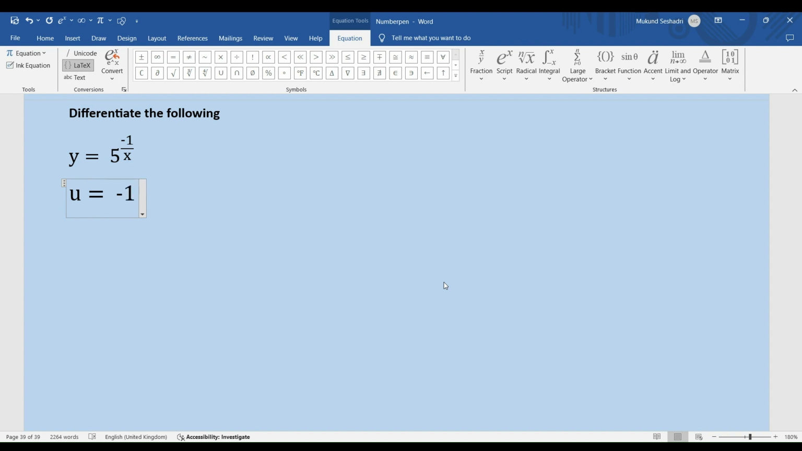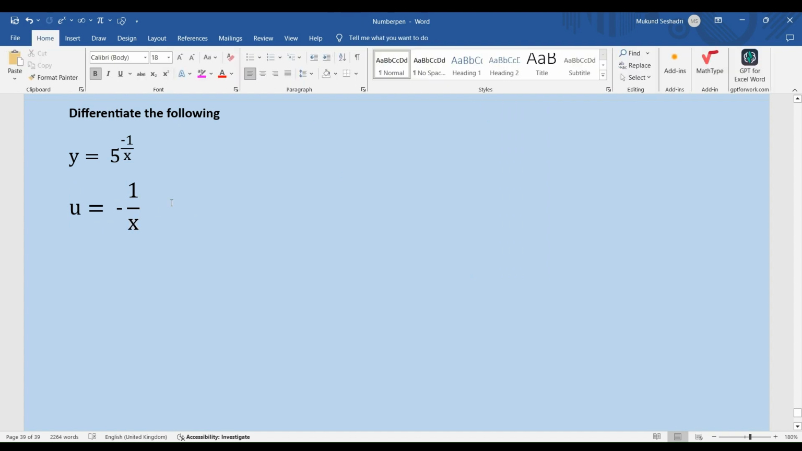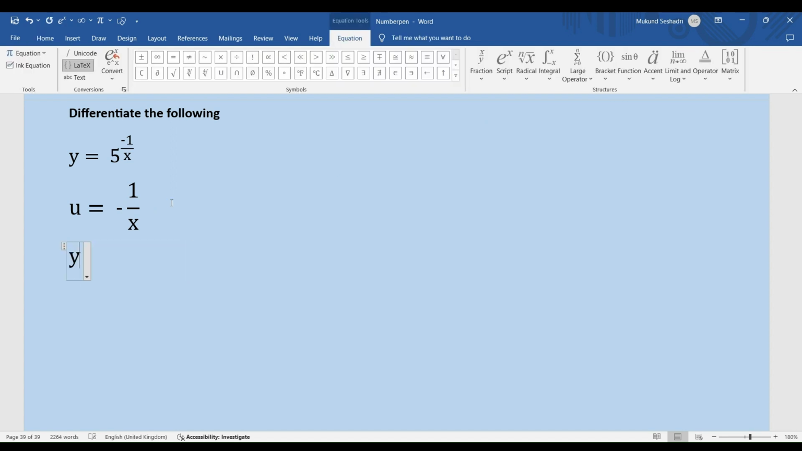U equals minus 1 by x. Why am I doing this? Because it will reduce my y in terms of u, but then it will leave me with an expression of the type a to the power x whose derivative I'm quite familiar with, right? So my y in my next step becomes equal to 5 to the power u, right? And I know what is the derivative of a to the power x, right? And I can apply the same to dy by du of 5 to the power u.